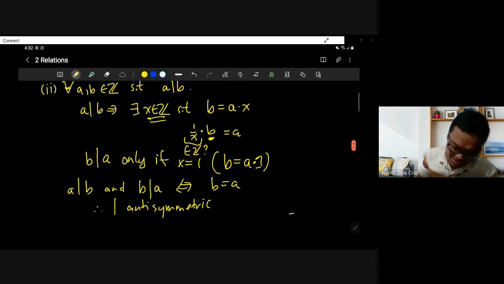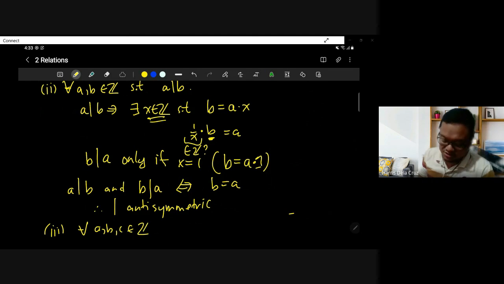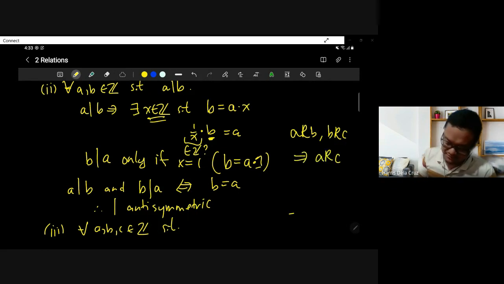Sige. Next, is it transitive? So for every A, B, and C in the set of integers, paano mo papakita na transitive? Pag meron kang A, R, B, at saka B, R, C, so may tatlo kang number involved, dapat mapapakita mo na A related kay C. Okay, so ano kailangan mong isama sa hypothesis? Such that A divides B and B divides C.